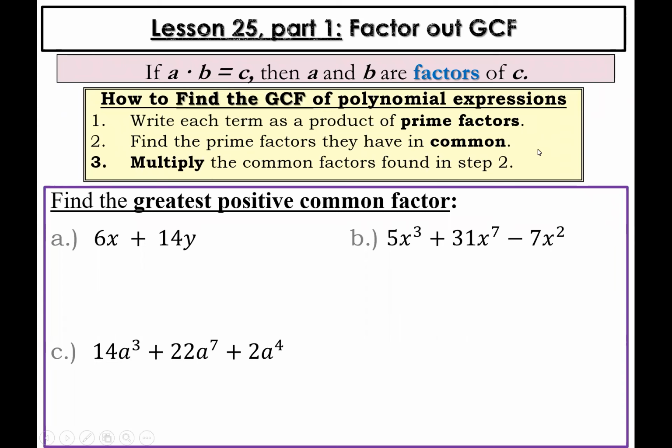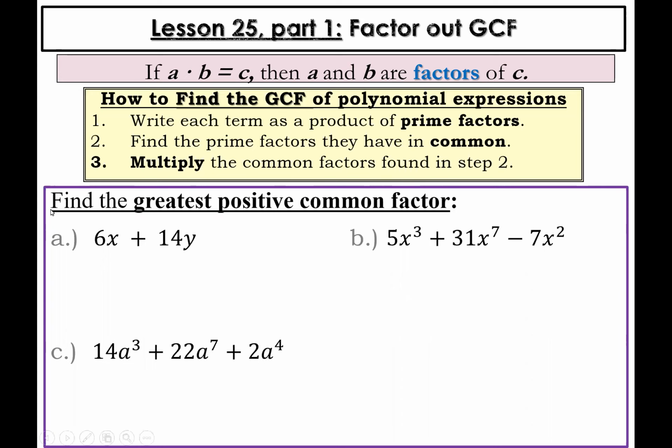And if there's more than one of those things they have in common, you're going to multiply the common factors found in step 2. As always, I find that seeing steps written out is less helpful than seeing an actual math example. So let's just move into our examples here.